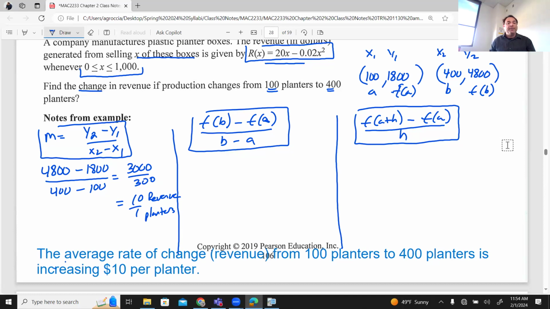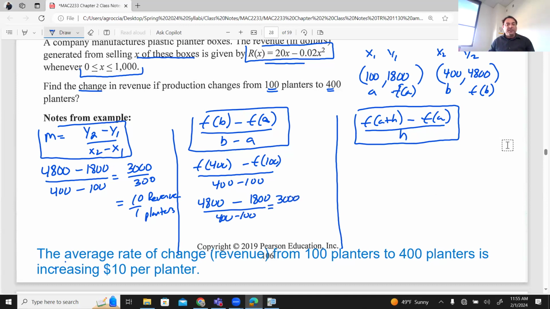Now, f of 400 means what happens when you plug in 400. If you plug in 400, you get 4,800. Minus what happens when you plug in 100? The result of 100 is 1,800. Over 400 minus 100, you get 3,000 over 300. You still get 10 over 1. Take a minute and make sure that you understand the first and the second are the same.